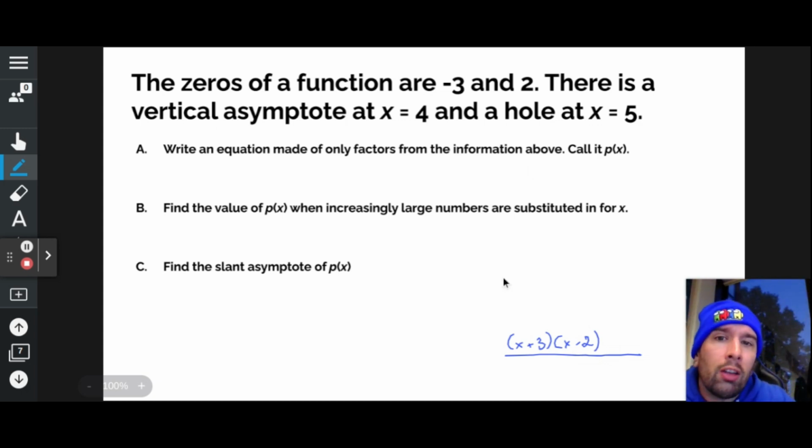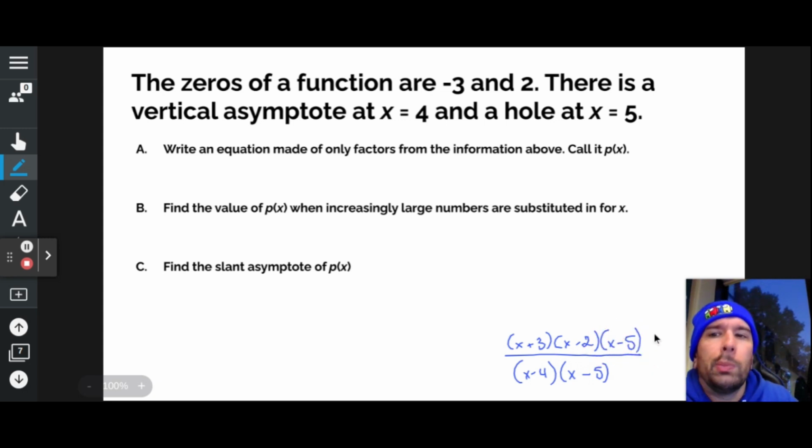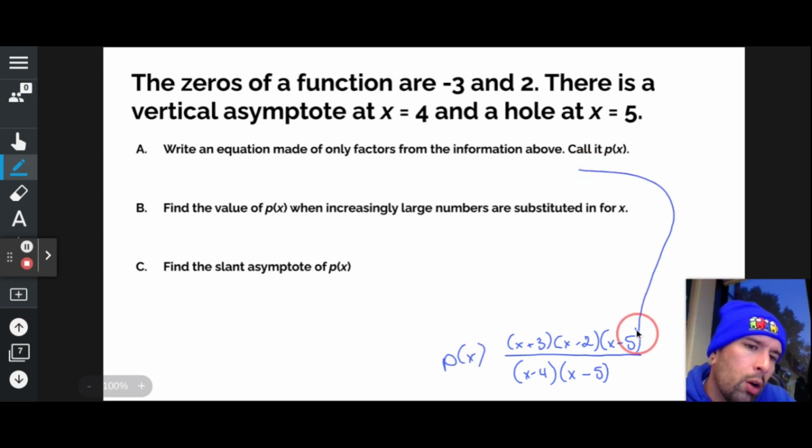There's a vertical asymptote at x equals 4, which means the factor x minus 4 goes downstairs, and nothing upstairs repeats. And we're going to have a hole at x equals 5. So on the bottom and on the top. Write an equation made of only factors from the information above, call it P of x. Well, I should have read the problem ahead of time because I literally just did that. So there it is. Big arrow facing down there.